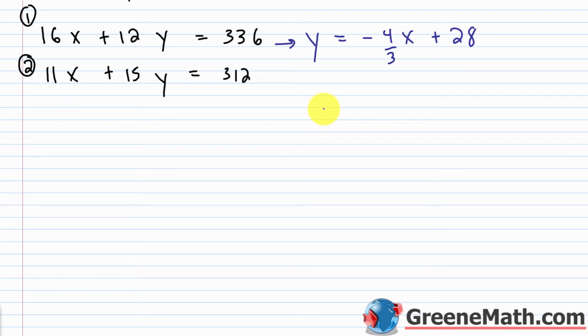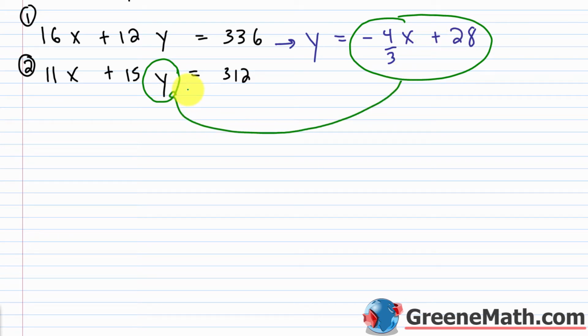So now I'm going to plug in for Y in equation 2. So here's Y. And I'm going to plug in. Remember, Y is the same as negative 4/3 X plus 28. So this will get plugged in here. And then I'll have a linear equation in X. I'll just have one variable. So 11X plus 15. Now I'm going to substitute in the negative 4/3 X plus 28, that quantity. And again, make sure you use parentheses because 15 is multiplied by this whole quantity.